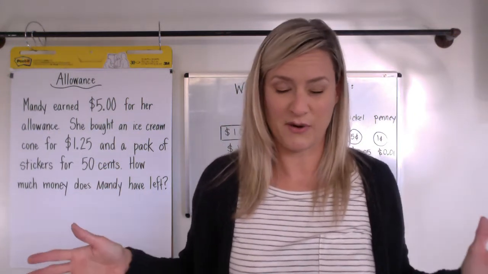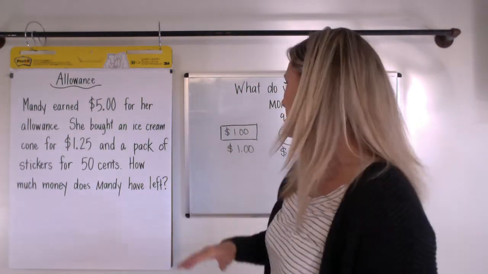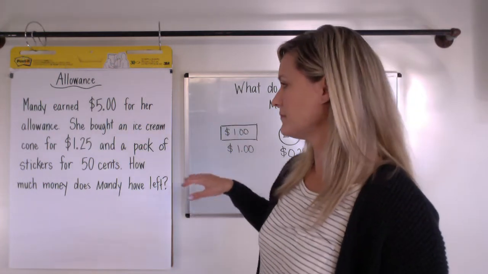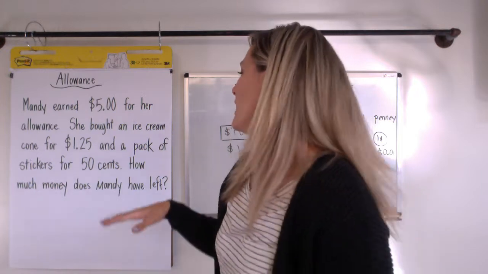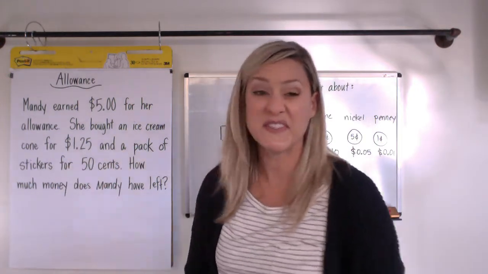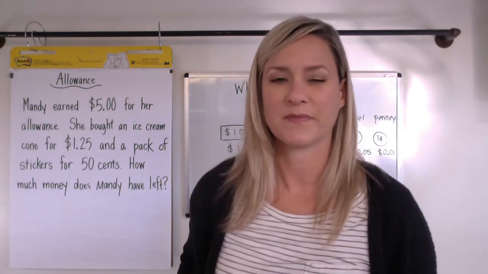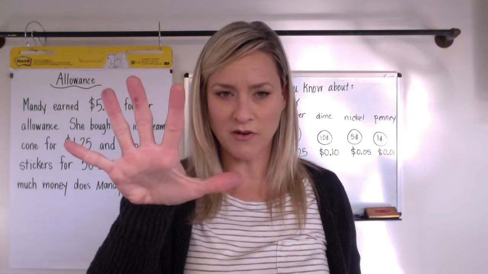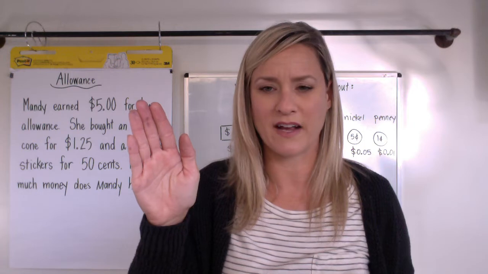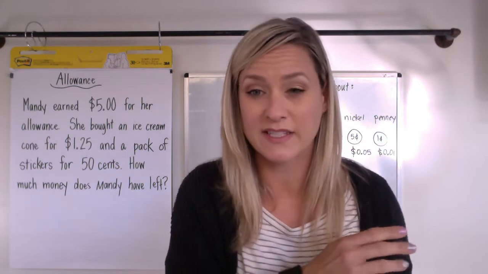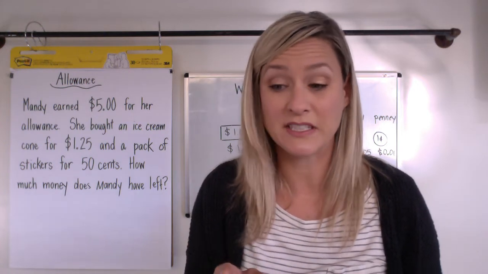All right, so allowance. Mandy earned $5 for her allowance. Okay, so she has 5 of these. She bought an ice cream cone for $1.25 and a pack of stickers for 50 cents. How much money does Mandy have left? Okay, so let's think about this. She starts off with $5. Then she buys something that costs $1.25. So $1.25 is spent. But then she buys something else that costs 50 cents.